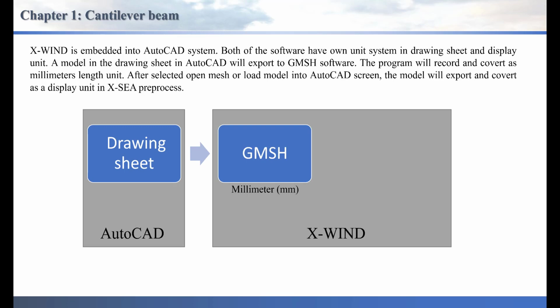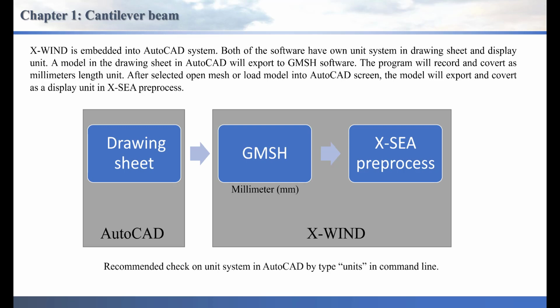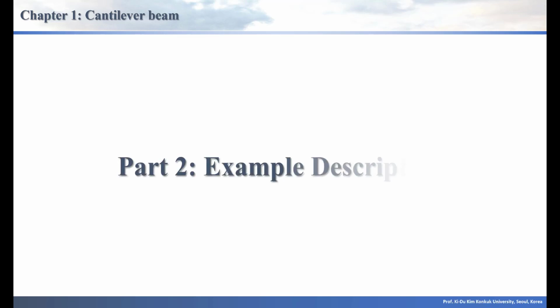After selecting Open Mesh or loading the model into the AutoCAD screen, the model will be exported and converted to the display unit in X-Preprocess. Before starting the G-Mesh software, we recommend checking the unit system in AutoCAD by typing units in the command line. Part 2. Example description.